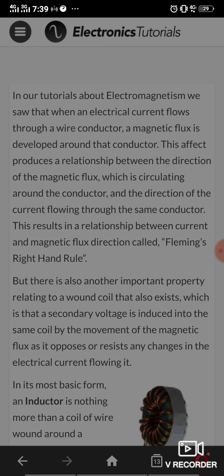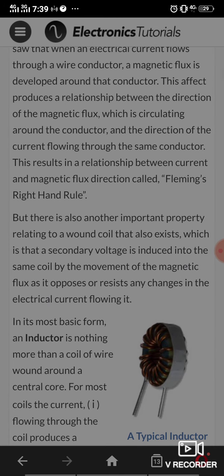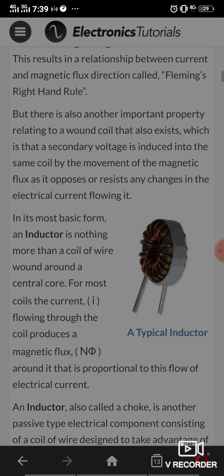But there is also another important property of a wound coil: a secondary voltage is induced into the same coil by the movement of magnetic flux, as it opposes any change in the electrical current flowing through it. In its most basic form, an inductor is nothing more than a coil of wire wound around a central core.